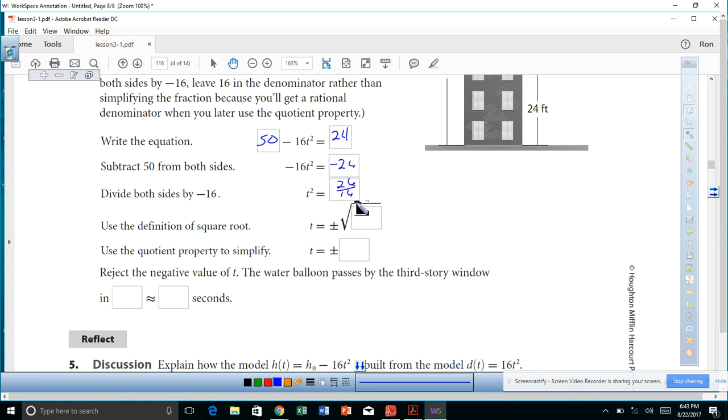Take the square root of both sides, and we get the square root of 26 over 16. Well, the square root of 16 is 4, so we're going to get the square root of 26 over 4. Reject the negative value of t. The water balloon passes by the 3rd-story window in the square root of 26 over 4, which is approximately 1.3 seconds. And the square root of 26 divided by 4 is 1.3.